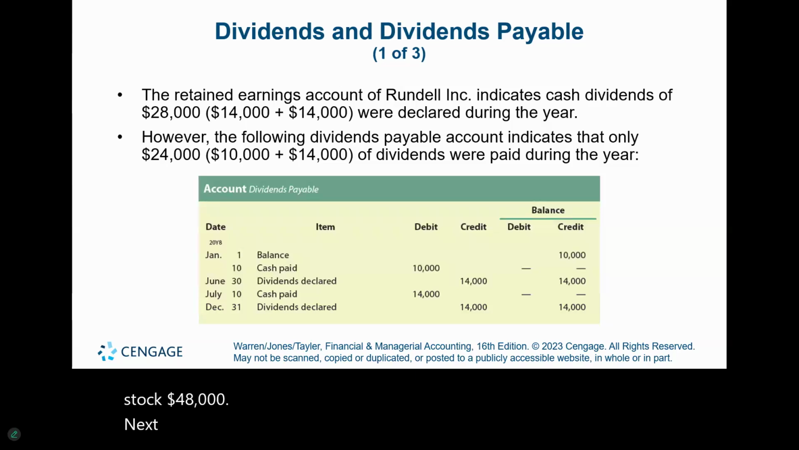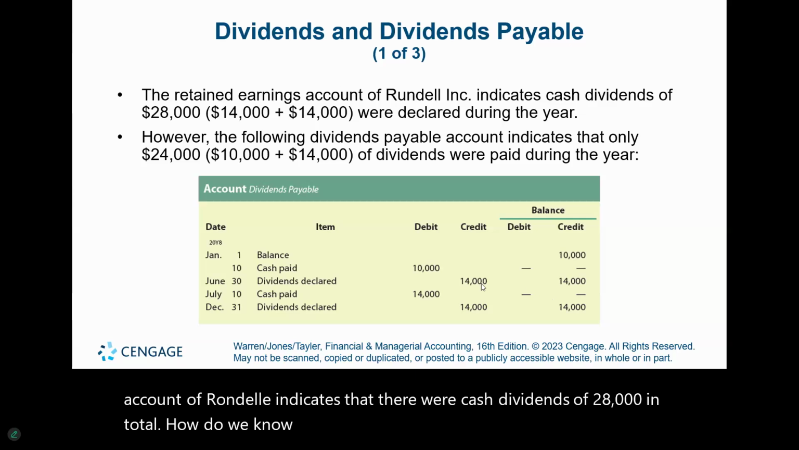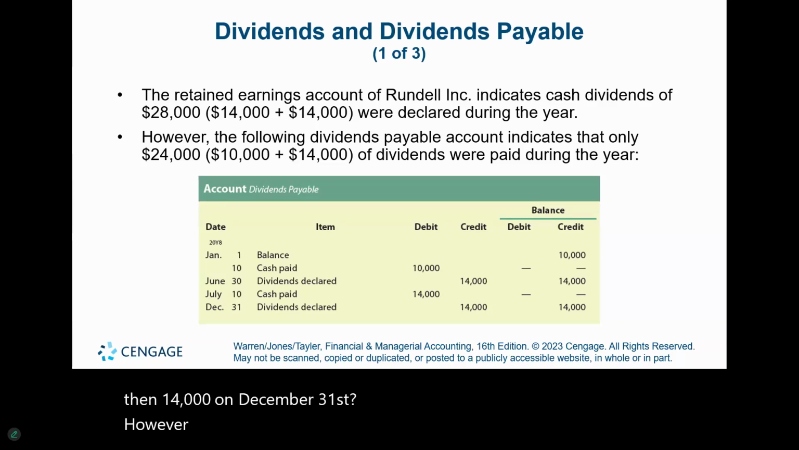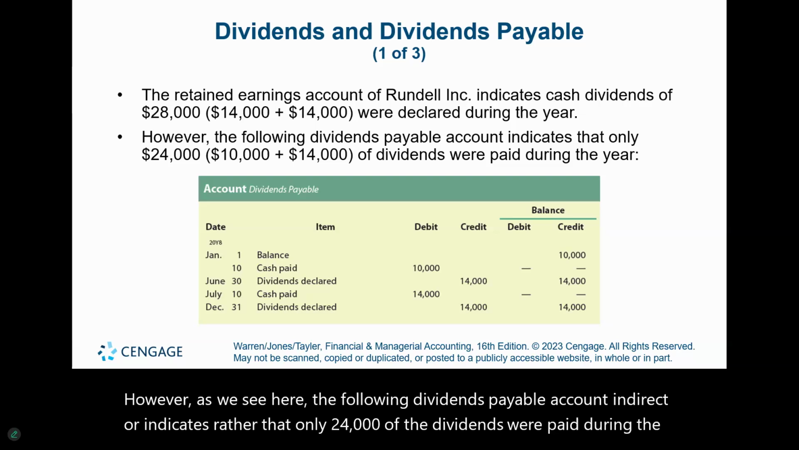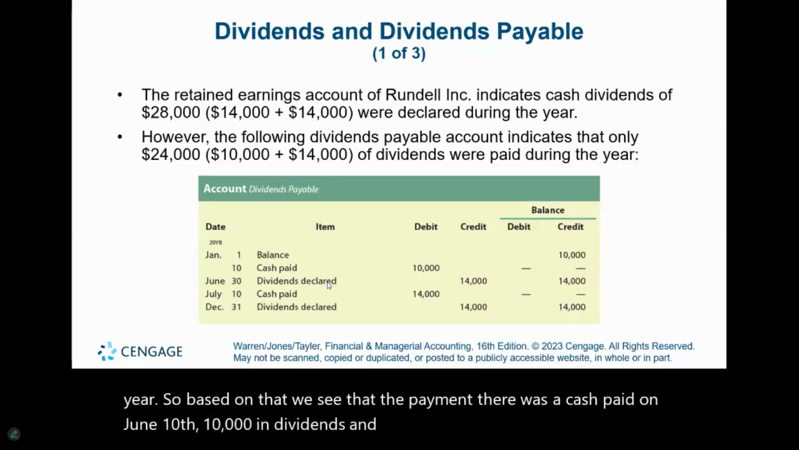Next, we have dividends and dividends payable. The retained earnings account of Rundell indicates that there were cash dividends of $28,000 in total. How do we know that? We paid $14,000 twice, $14,000 on June 30th and then $14,000 on December 31st. However, as we see here, the dividends payable account indicates that only $24,000 of the dividends were paid during the year. So based on that, we see that there was a cash payment on June 10th of $10,000 in dividends, and then the June 30th dividends that were declared were paid on July 10th.